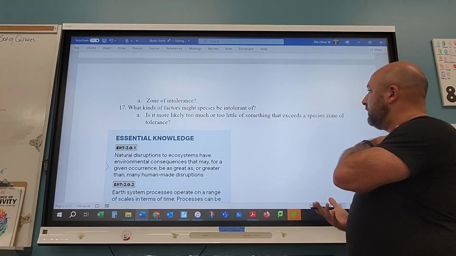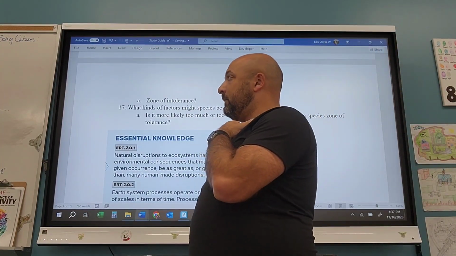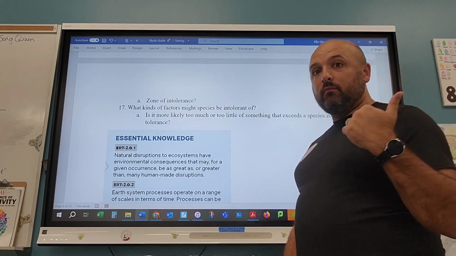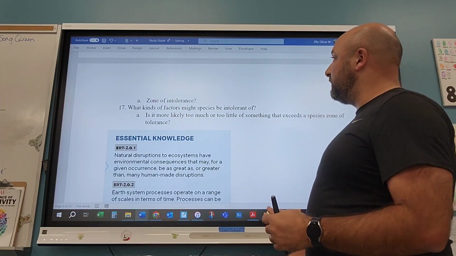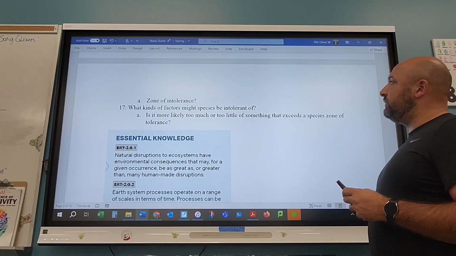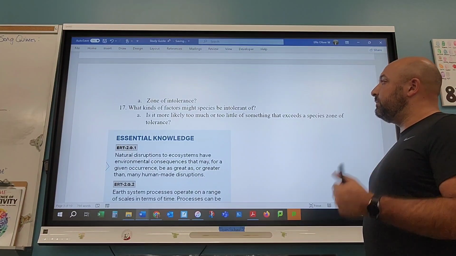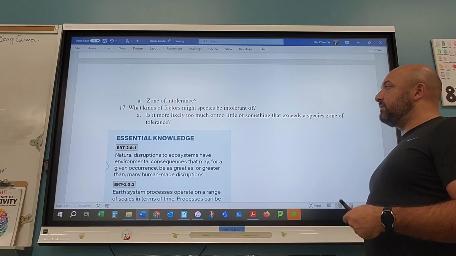Like I said, temperature, oxygen, salinity. There's honestly pollution, right? There's any number of things that can cause problems. Is it more likely too much or too little something exceeds a species' zone of tolerance? And the answer is it's both. Usually you can have too much of it and too little of it.